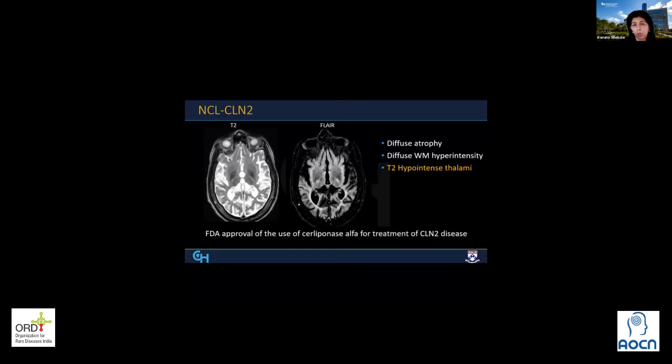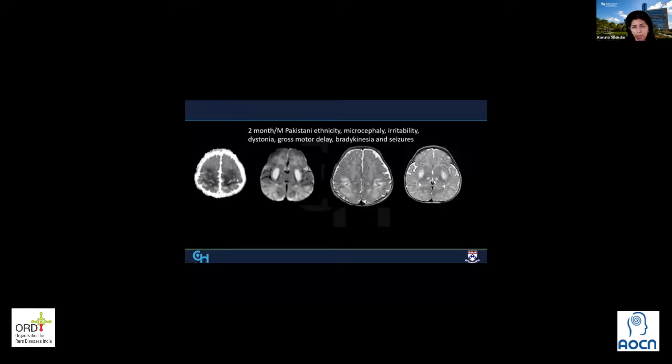And another important thing that we need to know is that there is now treatment which is available for the CLN2 disease. And I think Dr. Williams will be talking about it, and I'm eager to listen to what she has to say. So that is a really good thing to know about the treatment options for NCL.